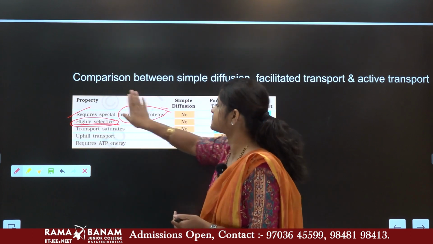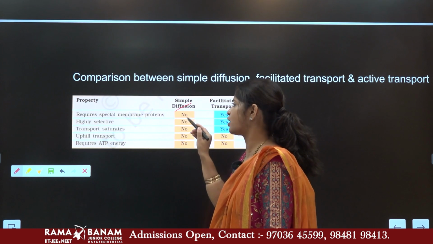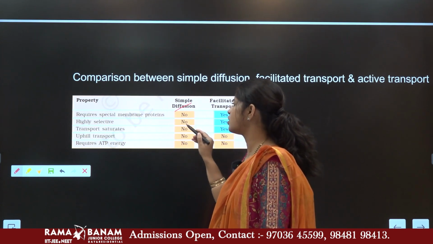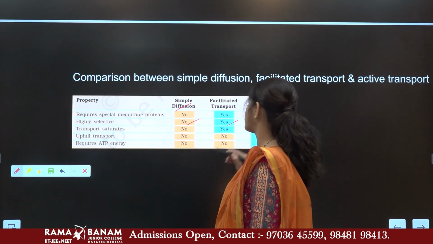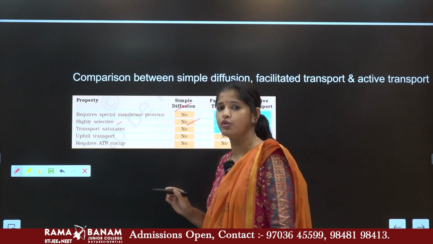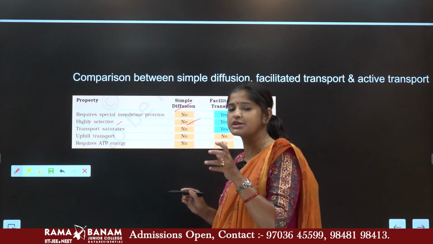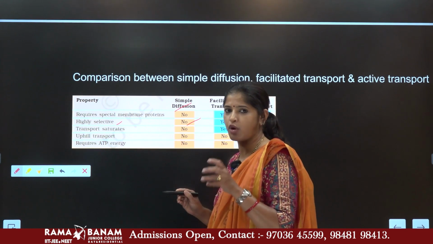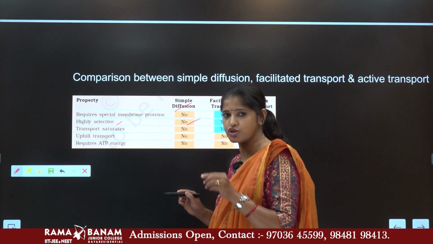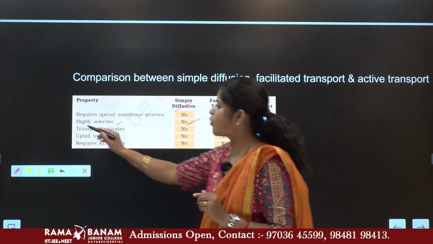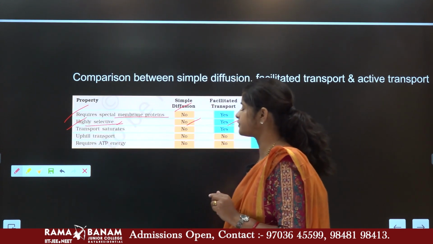So, students, simple diffusion is not highly selective, because there is no membrane protein, whereas facilitated transport and active transport are selective. Their membrane proteins are selective. They will attach to a specific molecule. If I am talking about the water channel, then it will bind only to the water molecule, the H2O molecule. Okay. So, two points are clear, membrane protein and highly selective.